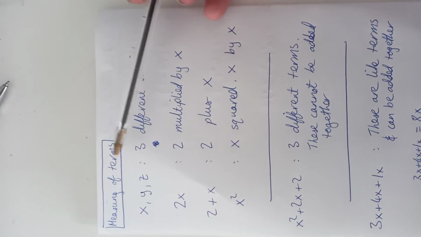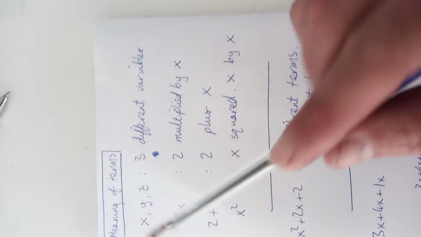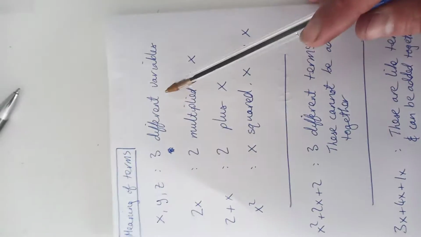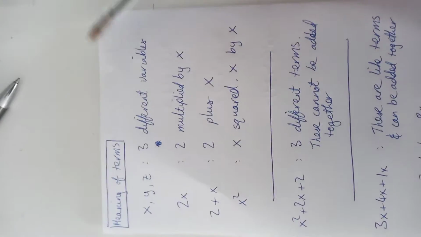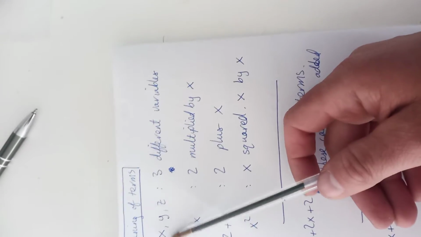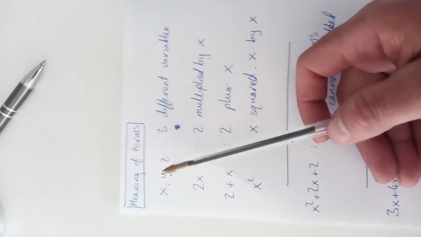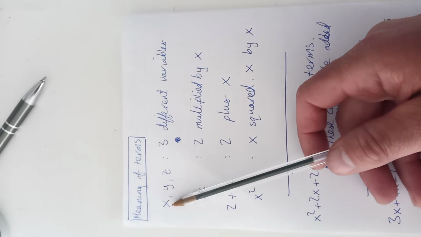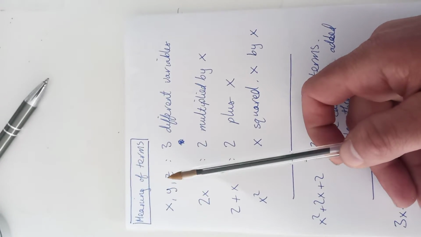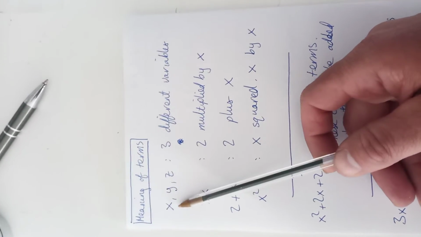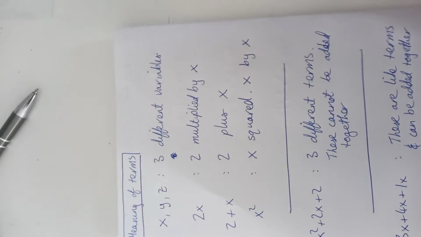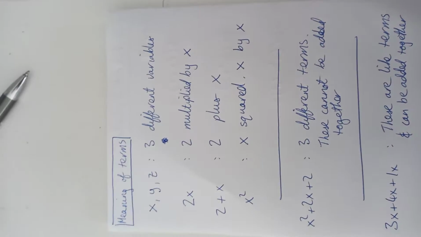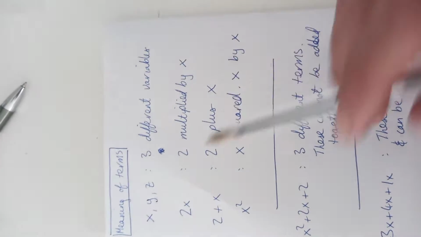Okay, recap of algebra. First of all, the meaning of terms. Any letter is a variable. So x is a variable, y is a variable, and z is a variable. They're three different variables. What they mean is there's a number hidden behind them, and the number hidden behind x is different to the number hidden behind y, which is different to the number hidden behind z. So there are three different numbers, we just don't know what those numbers are. That's what a variable is. It's a number that we don't know what value it has yet, so we give it a letter.